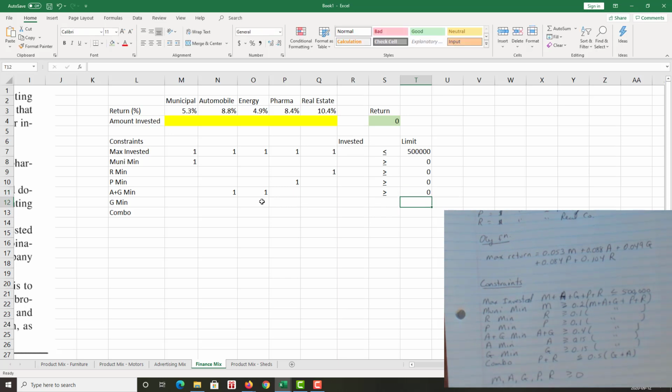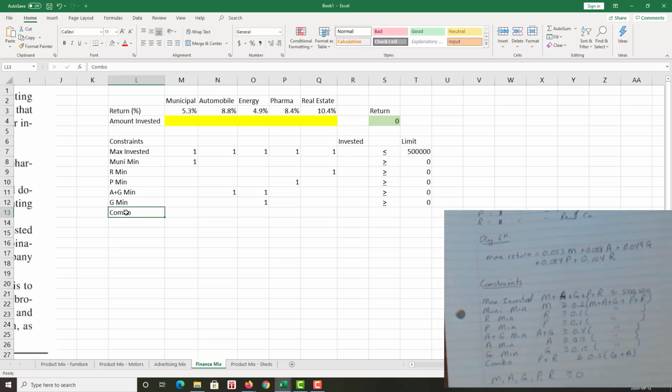And G-min under the G, under the O1. It's a min, so got to get a greater than symbol. Greater than what? 15%. I forgot a constraint. Equal to 0.15 times how much is invested? R7.